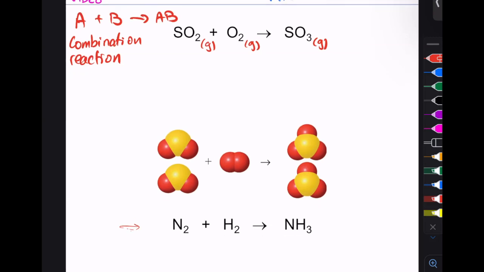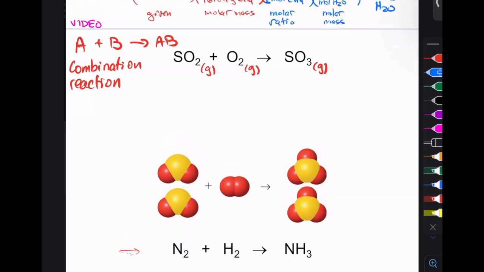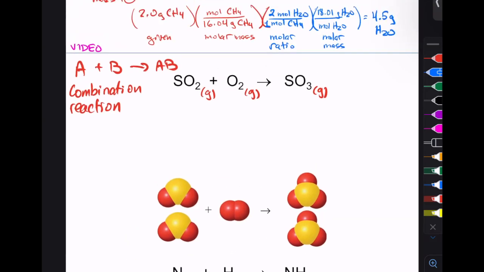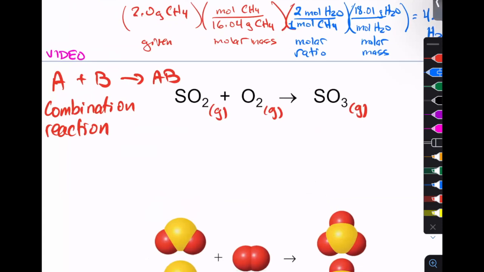So there's several ways to go about doing this. And this first one up here is fairly straightforward. We want to just make sure that the number of atoms of each element are the same on each side of this reaction. We have one sulfur on the left-hand side. We have one sulfur on the right-hand side. So if I just look at the sulfurs, they're balanced. But if we look at the oxygens, well, in SO2, we have two oxygens. And in O2, we have two oxygens. So there's 4 oxygens total on the reactant side. And on the product side, we only have 3.